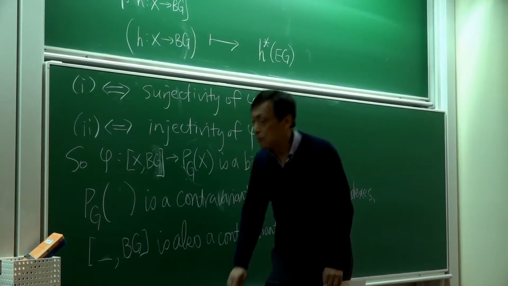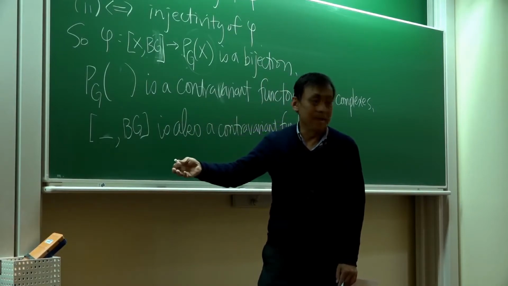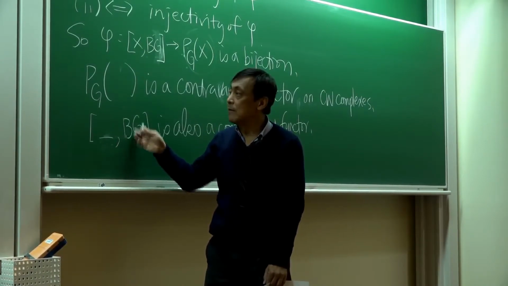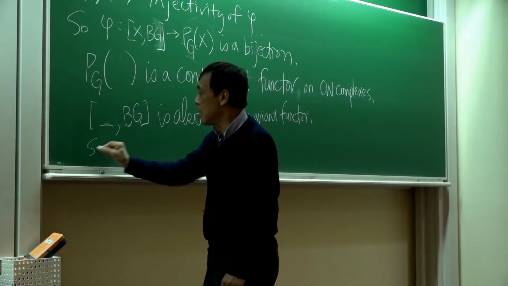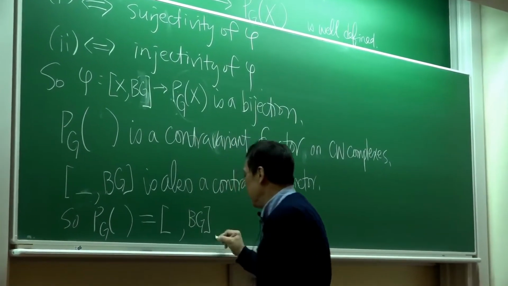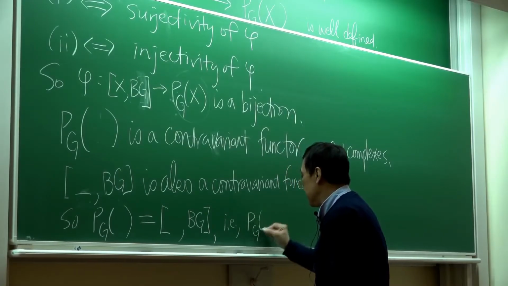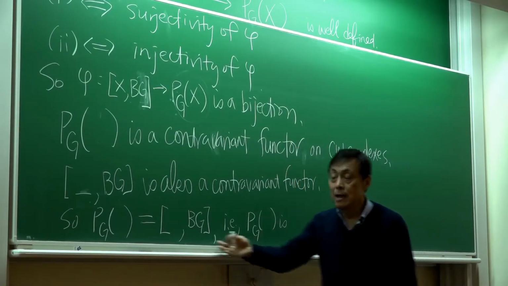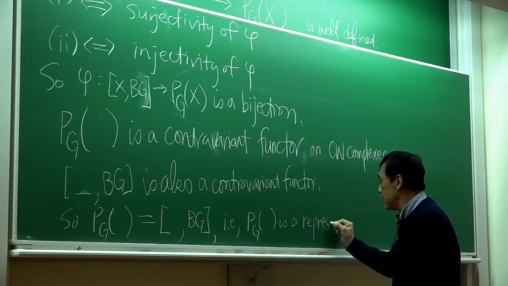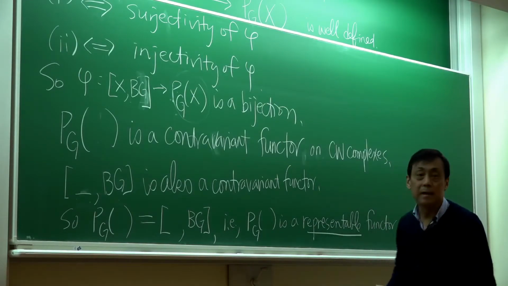And so what that says is that PG is a representable functor. Because maps into a space are much easier to understand than this. So this functor PG is equal to this functor. That is, you can represent PG by homotopy classes of maps. PG is a representable functor.